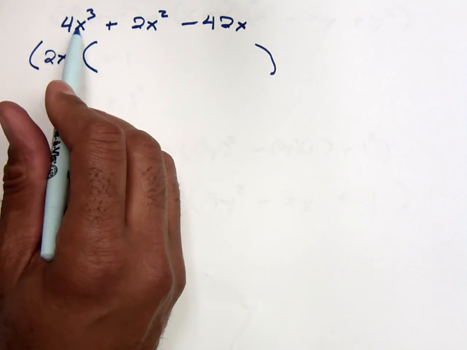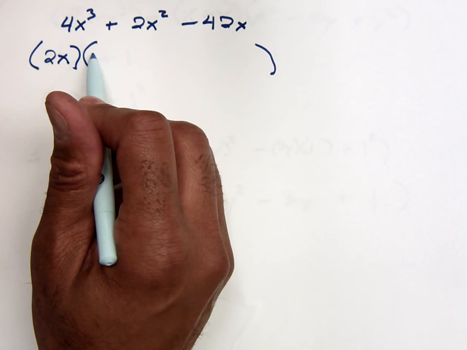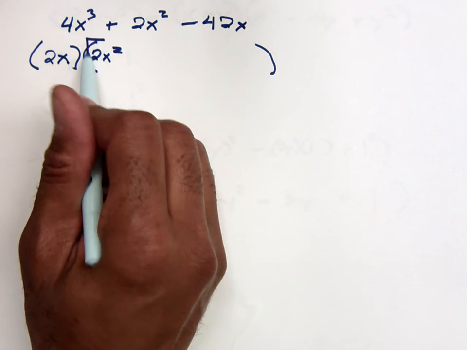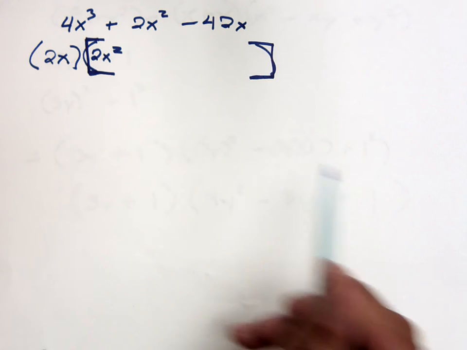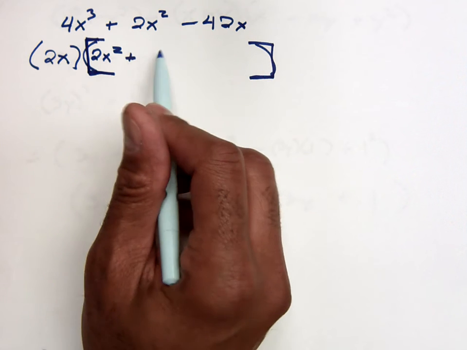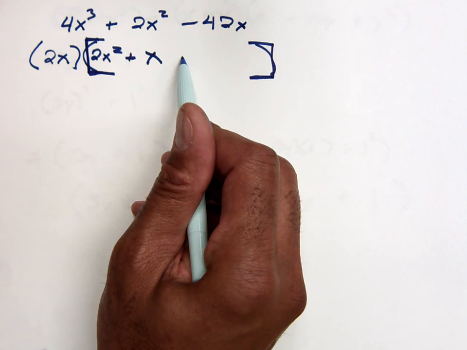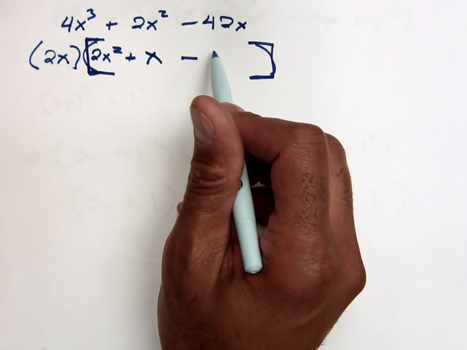I'll just write 2x, and then what will this be? What do you multiply 2x by to get that? 2x squared. Is it okay if I put this part in square brackets? Is that all right with everybody? Because I want to do something different there. And then what do we multiply 2x by to get the last term? Minus 21. Yes. I'm just going to do something differently inside the square part than the round part, is all. That's why I made a different shape.